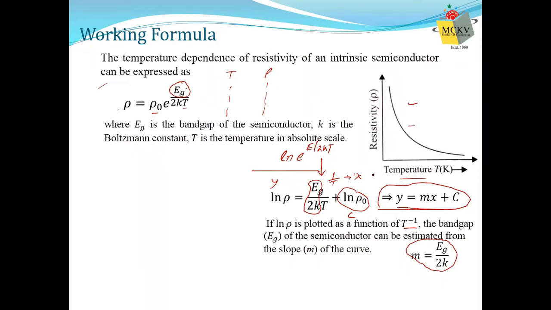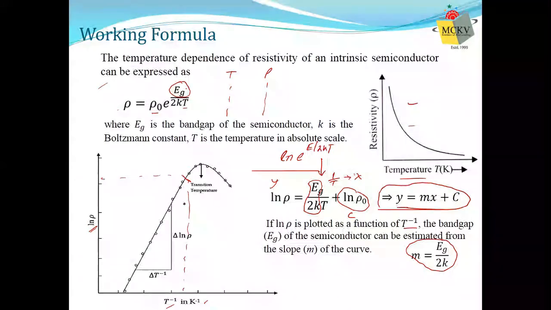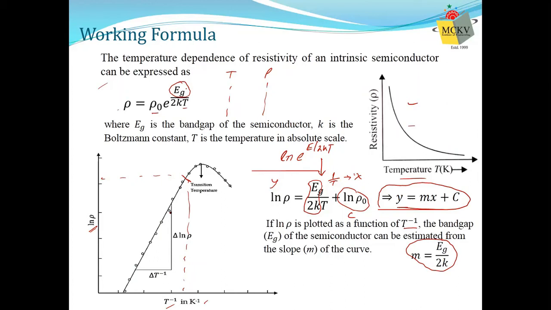So if I try to plot now 1 by T along the x-axis and log rho along the y-axis, it will look like this. You observe, this is the plot now, log rho along the y-axis and T inverse along the x-axis, so its unit will be Kelvin inverse. Within a certain range, we are observing this straight line nature, y equal to mx plus c. So this portion we are observing.